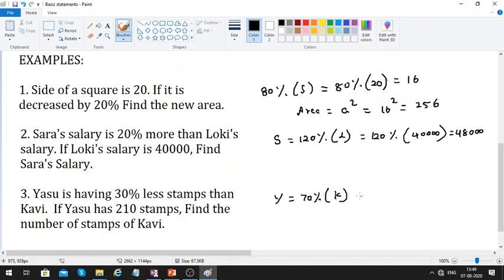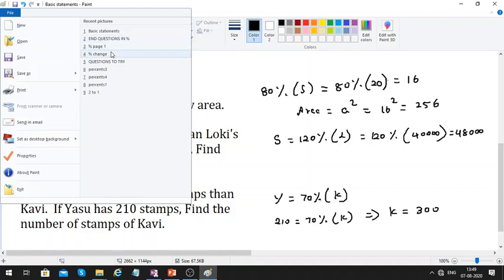So 210 is equal to 70% of k. We have to find the value of k now. If you evaluate further, you will be getting the k value as 300. So 210 divided by 0.7 will give you the answer as 300. 70% is nothing but 70 by 100, which is 0.7. Now moving on to the next one.